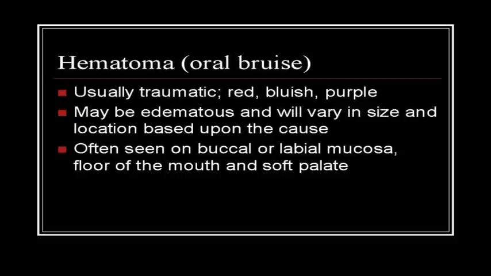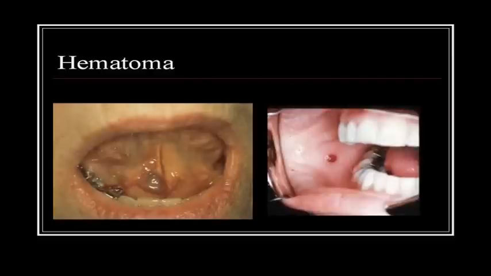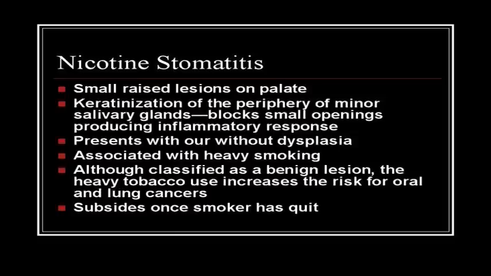A hematoma is the scientific name for a bruise, an oral bruise that is. It's usually traumatic in origin and may present as a red or bluish or purple lesion. It may be swollen as well and will vary in size and location based upon the underlying cause. It's often seen on the buccal or labial mucosa, the floor of the mouth, or the soft palate. It should resolve uneventfully.